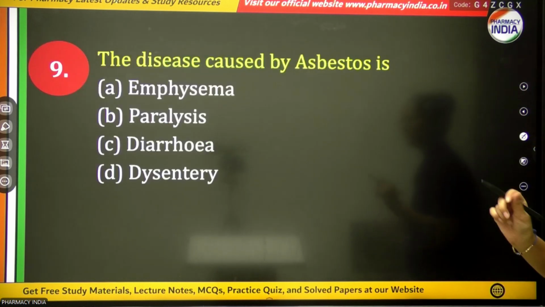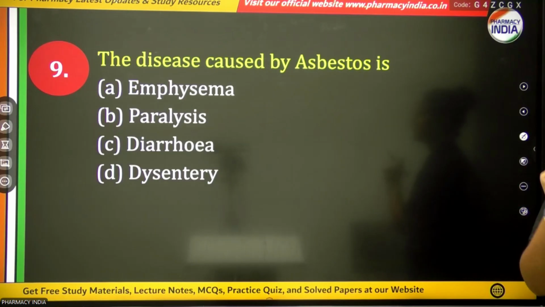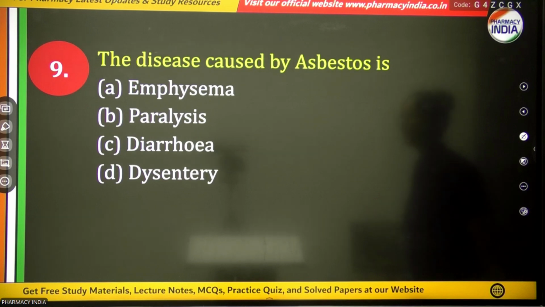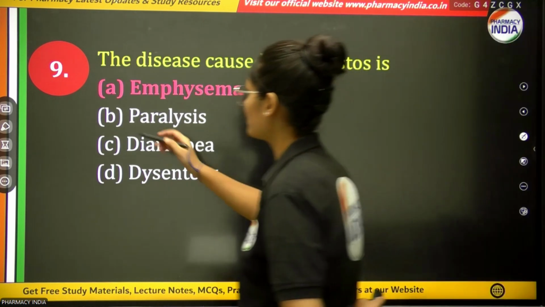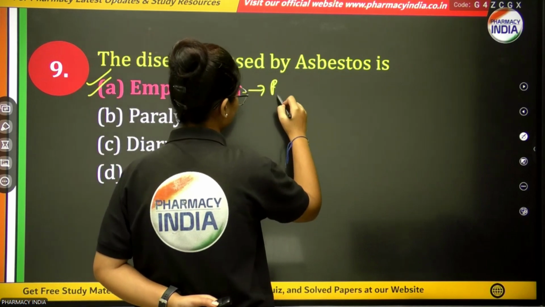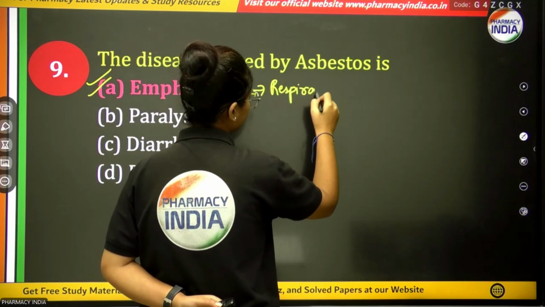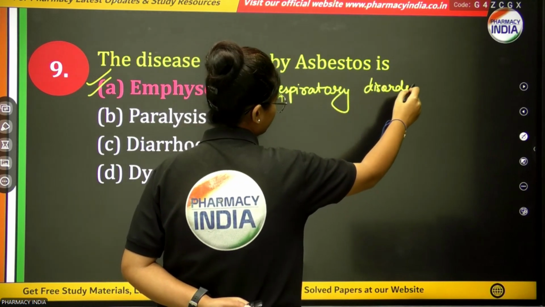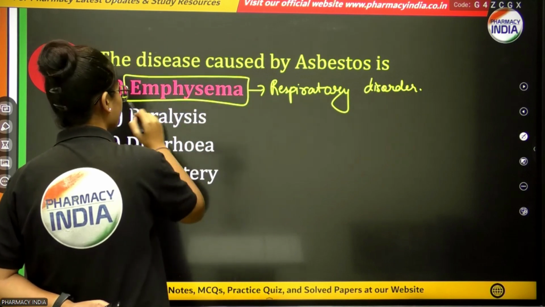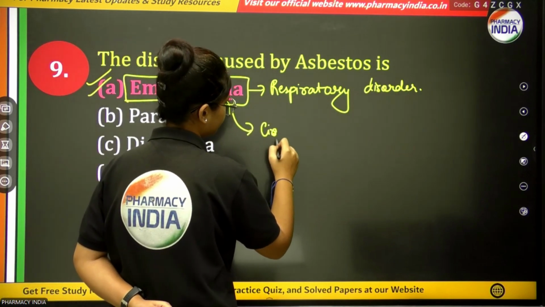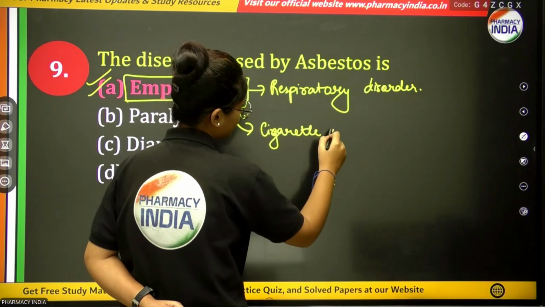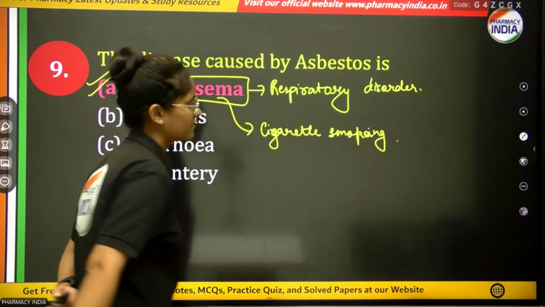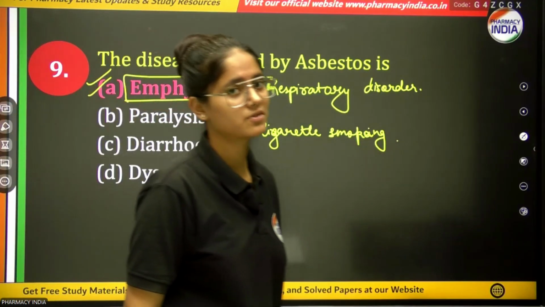Coming to the next question, the disease caused by asbestos is emphysema, paralysis, diarrhea, or dysentery. So, asbestos causes emphysema, which is a type of respiratory disorder. Clear? The main cause of emphysema is cigarette smoking, because cigarettes contain tobacco, which is very injurious to health.